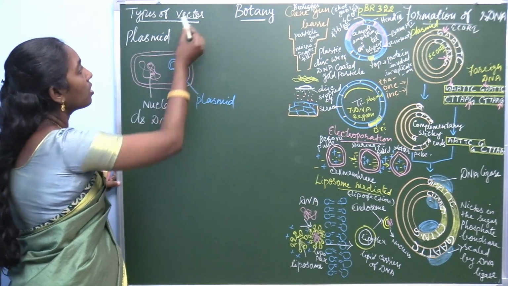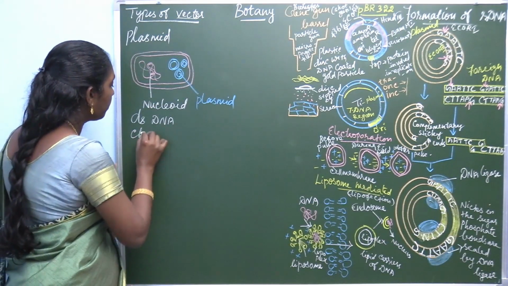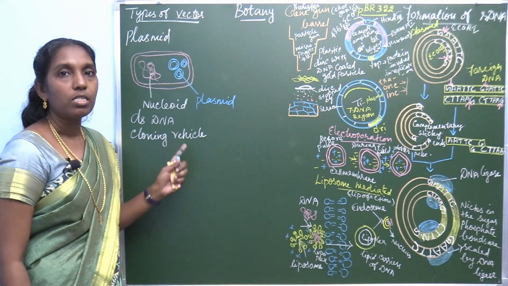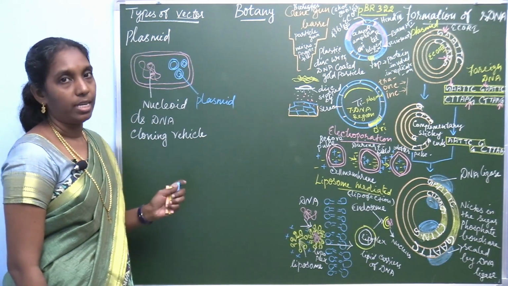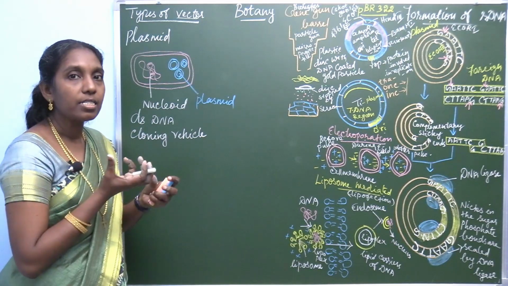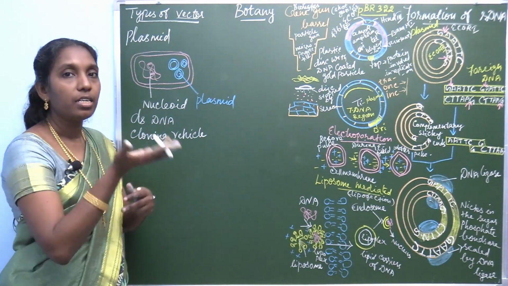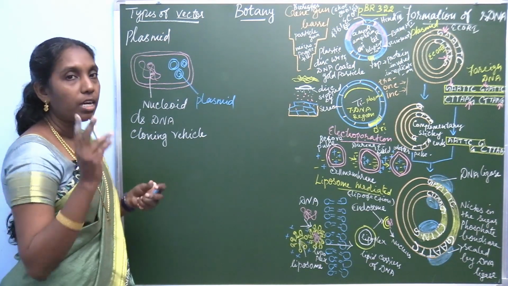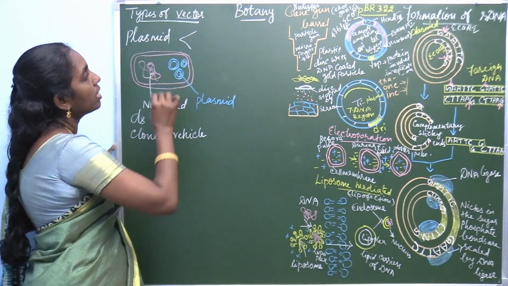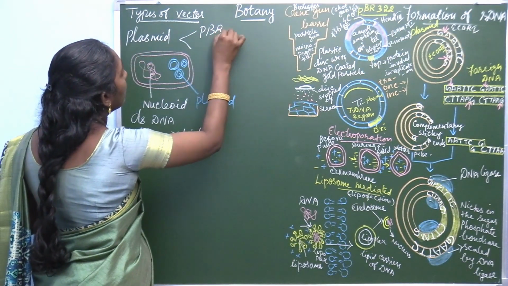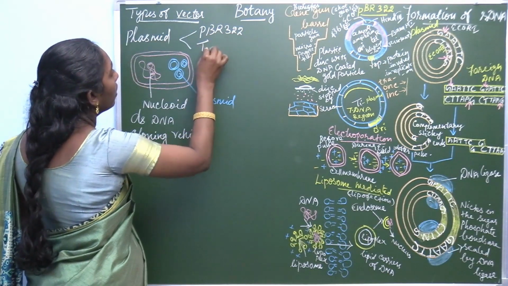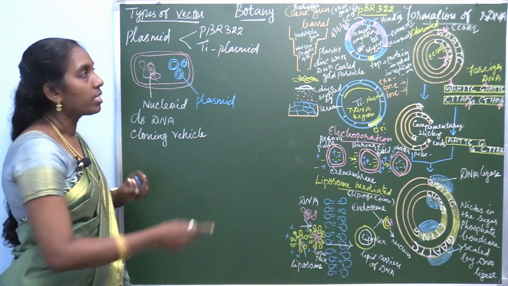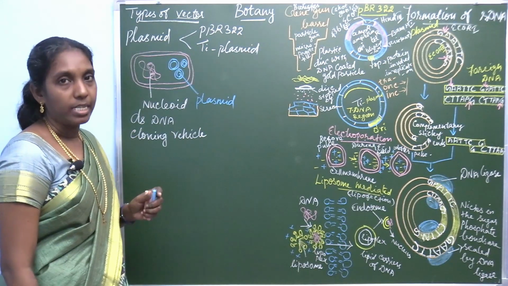So, these vectors are otherwise called cloning vehicles. These cloning vehicles carry the recombinant DNA and introduce it into a host. There are different types of plasmids. In your book, two different types of plasmids are given: one is PBr322, another one is the TI plasmid. Today you are going to concentrate on these two types of plasmids.